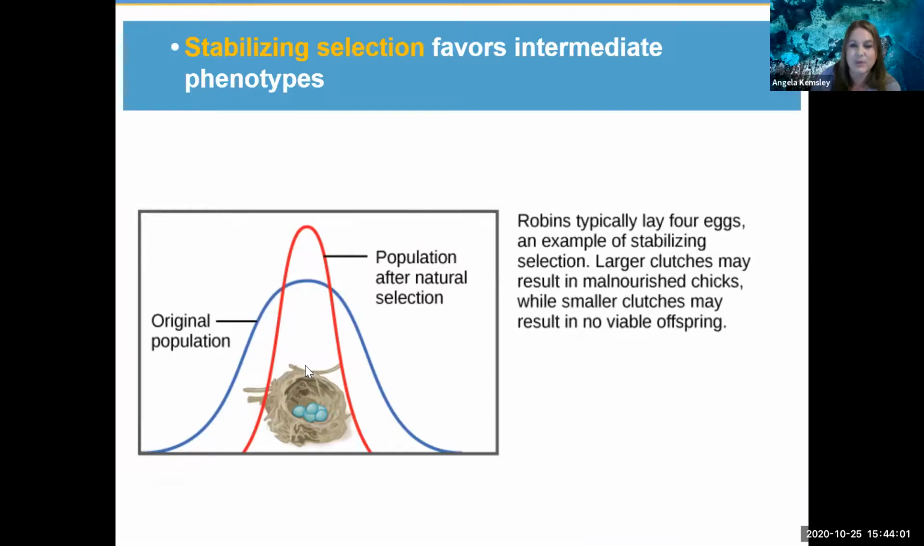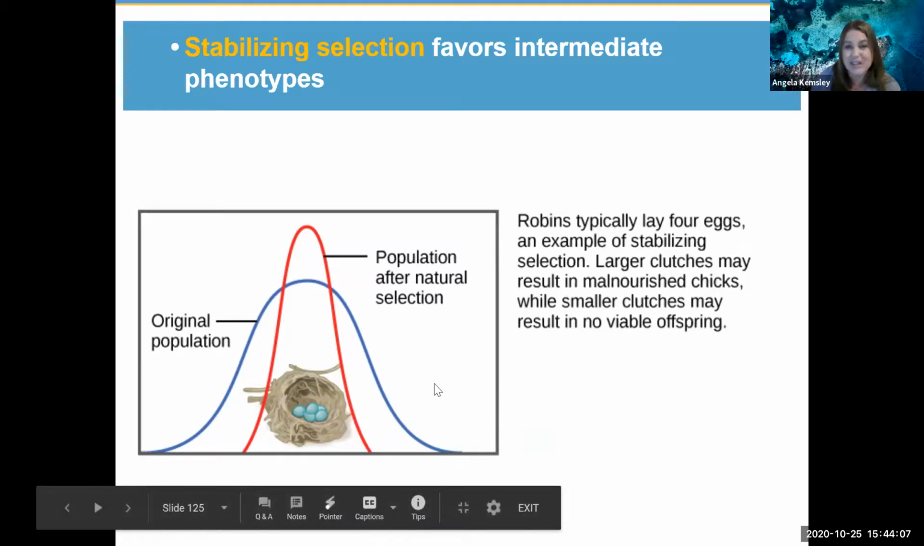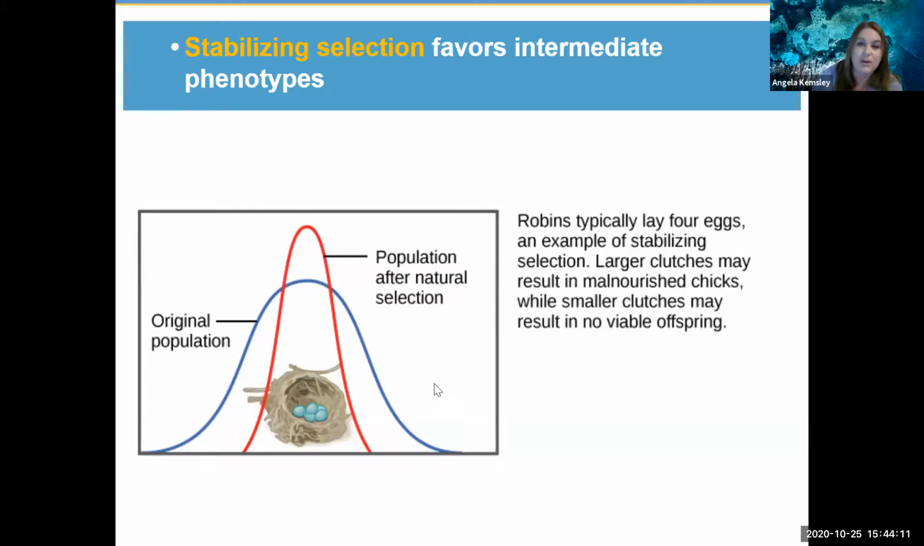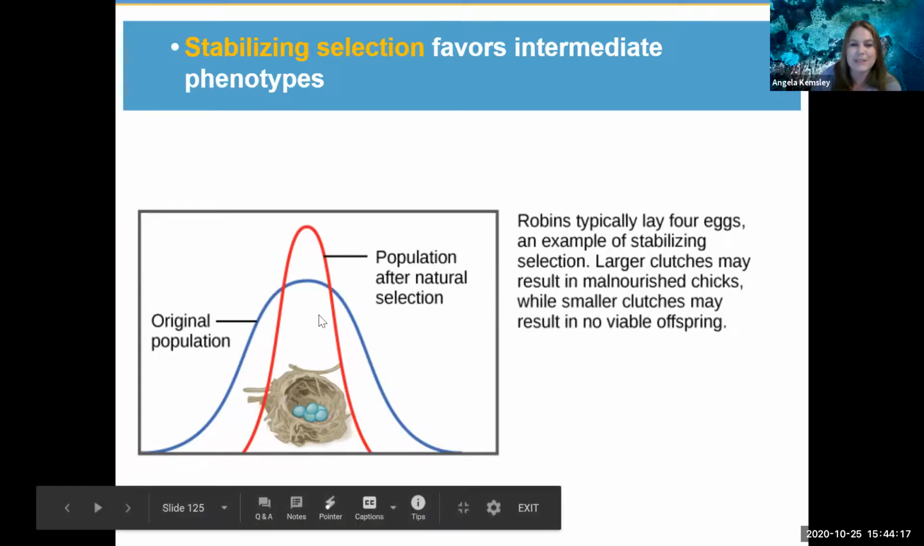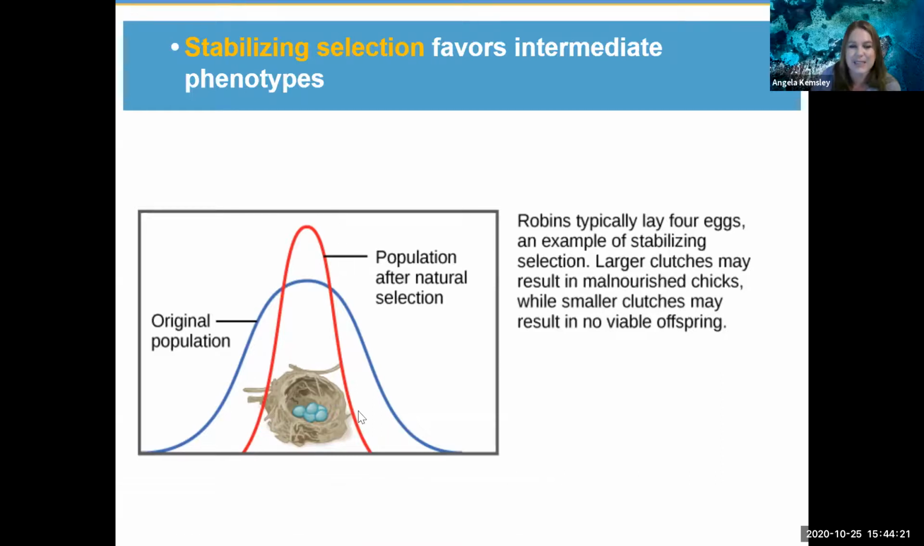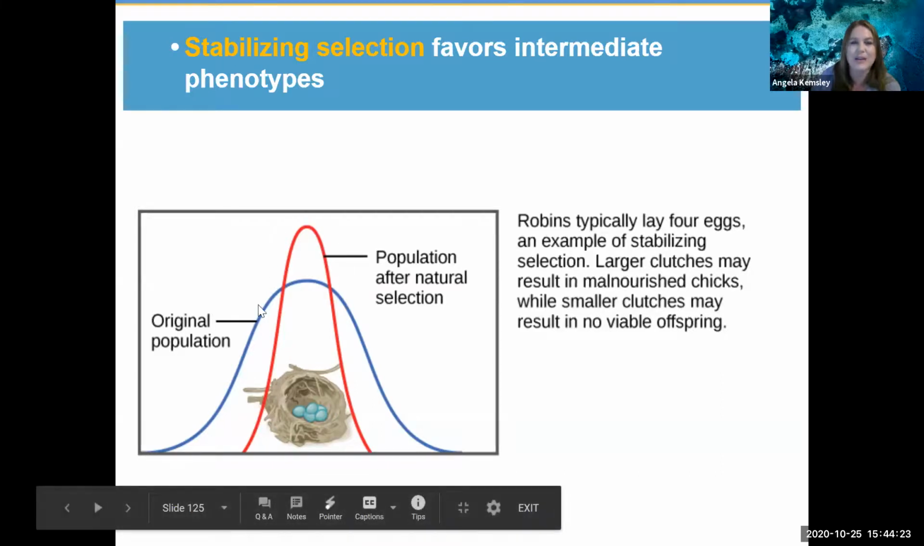So an example of this is robins. Robins typically lay 4 eggs. Larger clutches may result in malnourished chicks. There's just too many of them to feed. And smaller clutches may result in no viable offspring, right? If you only have 1 or 2 eggs, they might just not survive. And so 4 eggs seems to be the sweet spot right there in the middle. So that's an example of stabilizing selection. We're choosing the intermediate phenotype, that one in the middle.